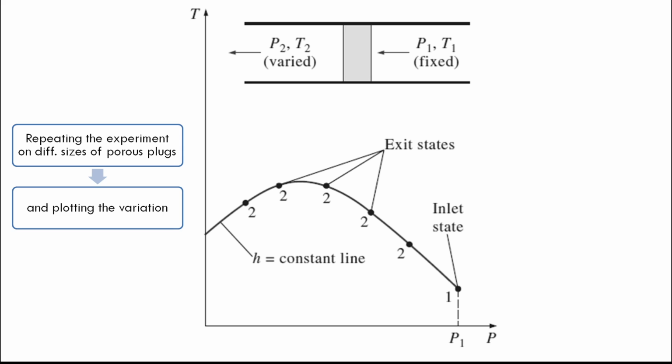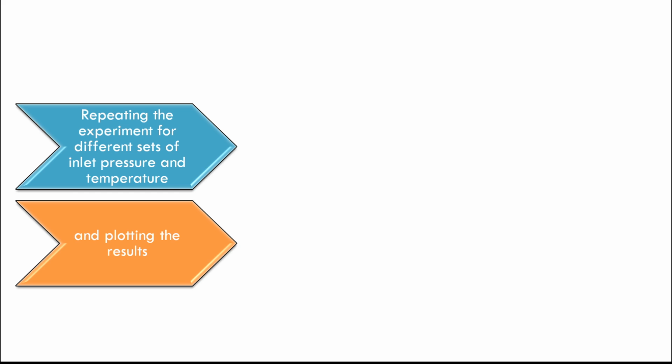Now, based on this curve, this TP diagram, we are going to learn the Joule-Thomson coefficient and so many terms associated with that. So far, we have done the experiment for a fixed temperature and pressure, by varying the size of the porous plugs. Now, we are going to repeat the experiment for different sets of inlet pressure and temperature.